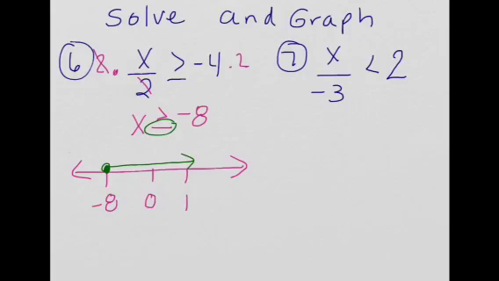All right, so now we're going to do x divided by -3. So we ask ourselves, what math operation is this? And we know that it's division. What's the opposite of division? It's multiplication. So we're going to multiply both sides by -3.